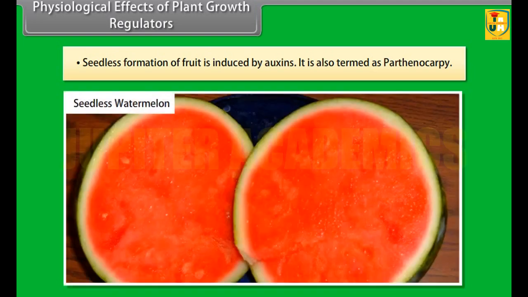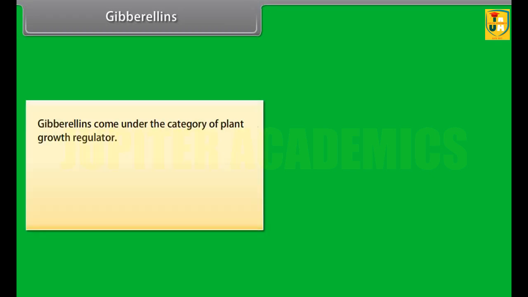Seedless formation of fruit is induced by auxins. It is also termed as parthenocarpy. Gibberellins. Gibberellins come under the category of plant growth regulators. Physiological effects of gibberellins on plants.